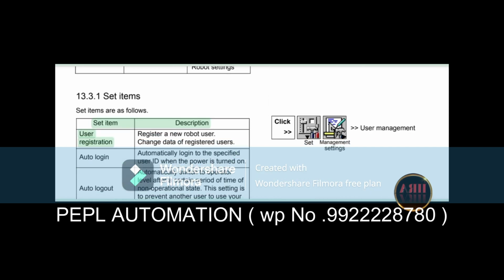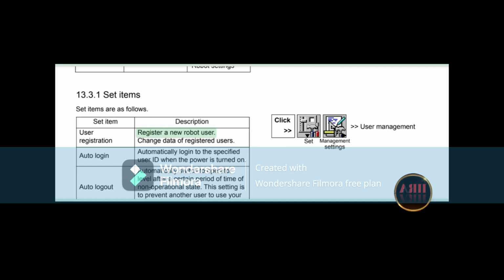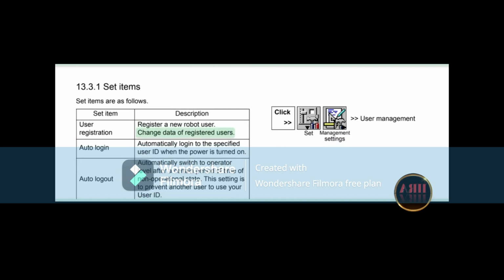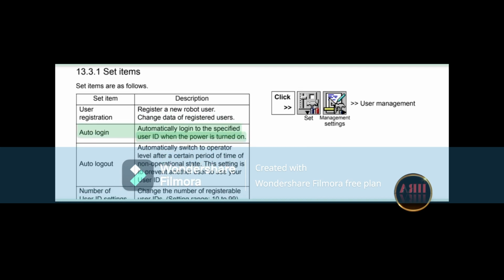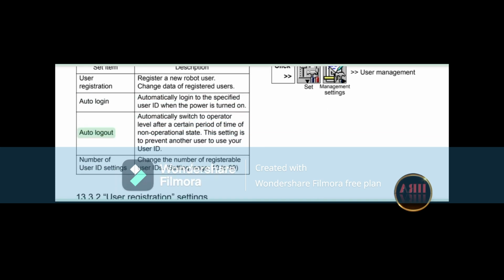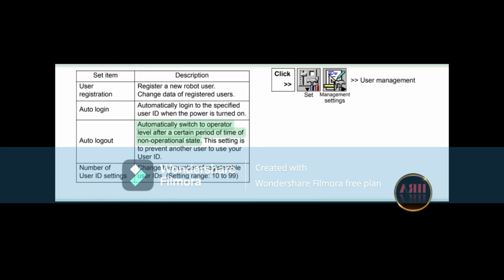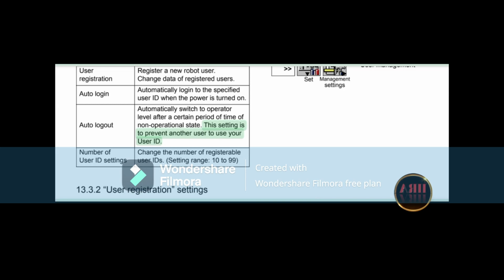Set item, description. User registration: register a new robot user, or change data of registered users. Auto login: automatically log in to the specified user ID when the power is turned on. Auto logout: automatically switch to operator level after a certain period of time in a non-operational state. This setting is to prevent another user from using your user ID.